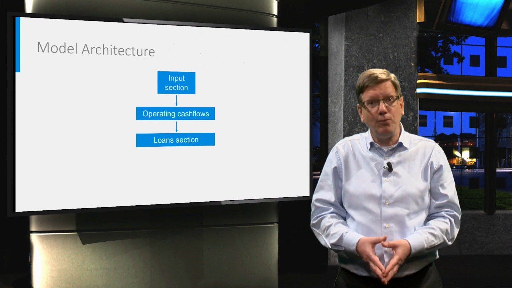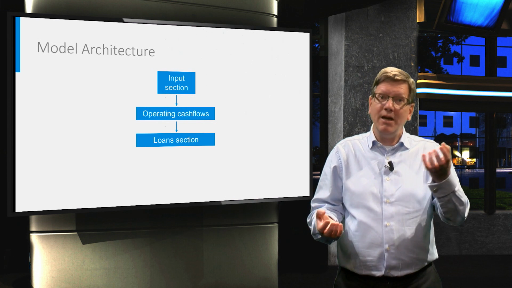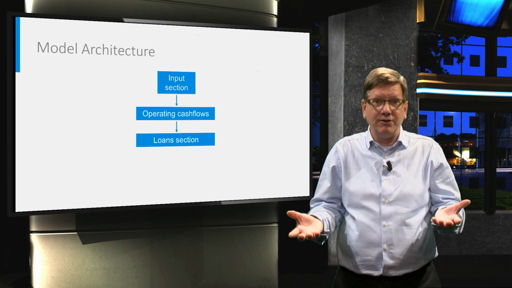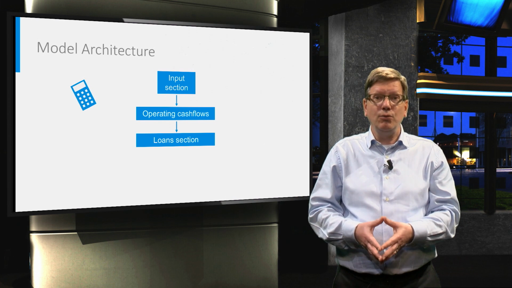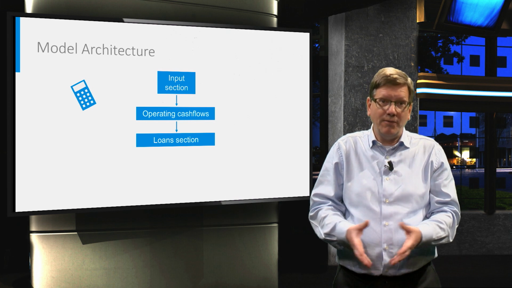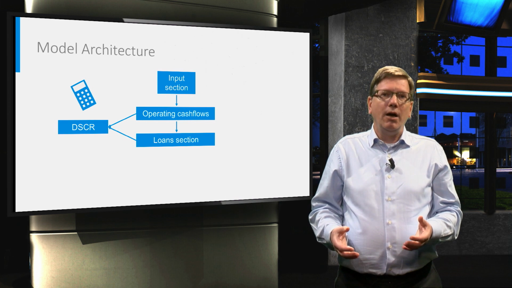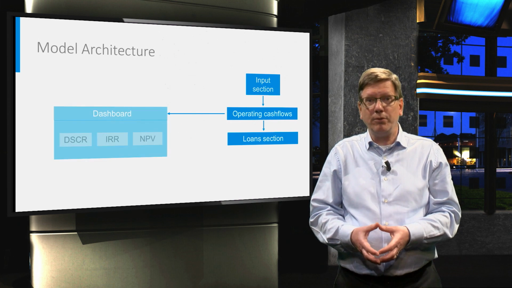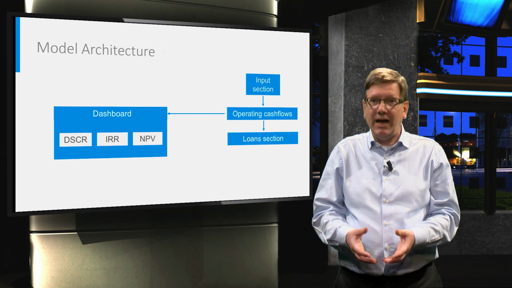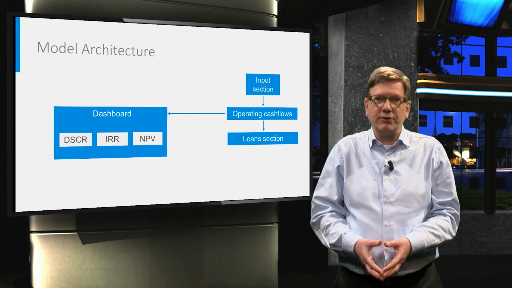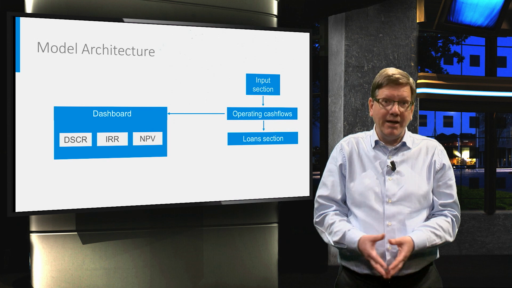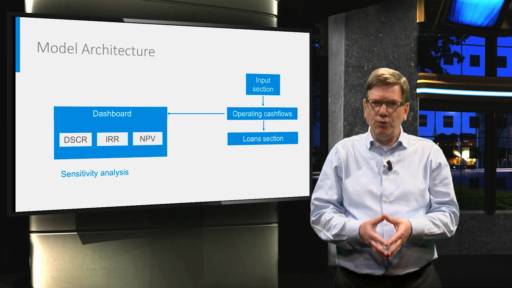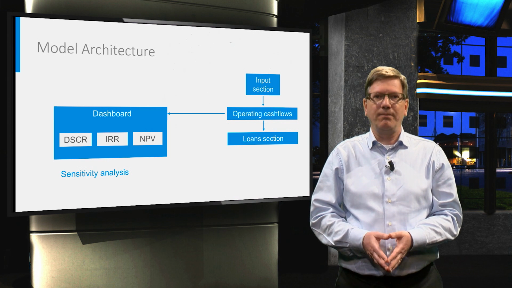That's the interest and the loan repayments, and these can then be compared with the cash flows available for debt service, or the CADS, and the ratio between these two will generate the debt service cover ratio. A good model will have a dashboard which summarizes the most important inputs and shows at one glance the key outputs, particularly the NPV, IRR and DSCR. The dashboard is the key tool that is used for sensitivity analysis.